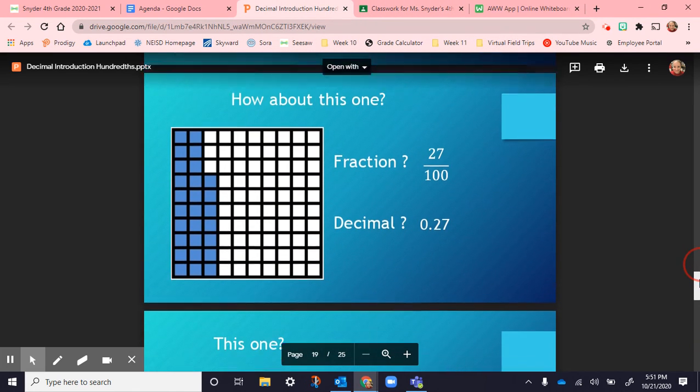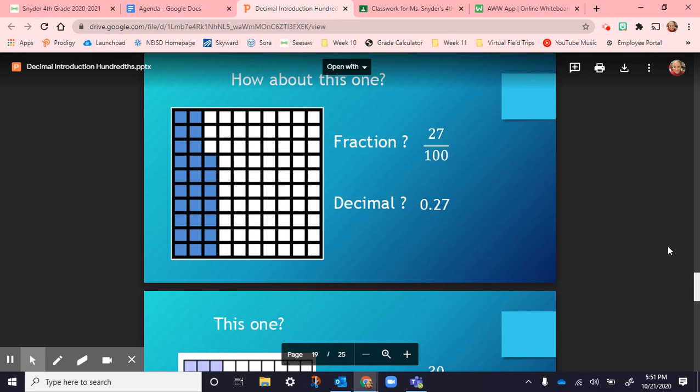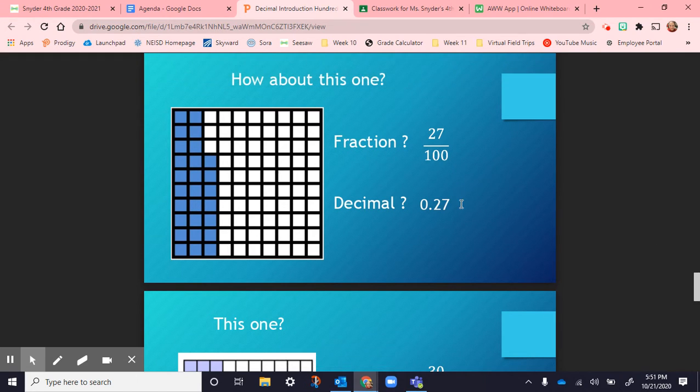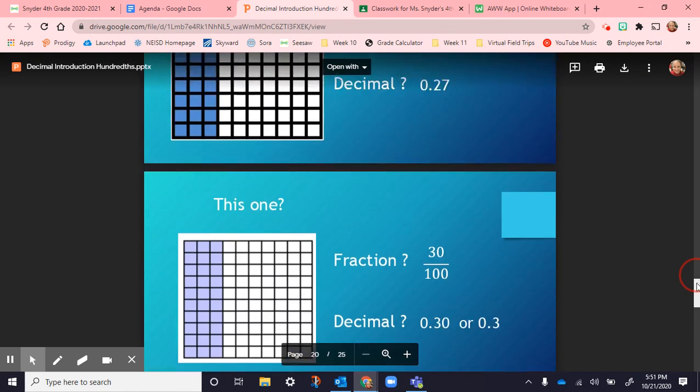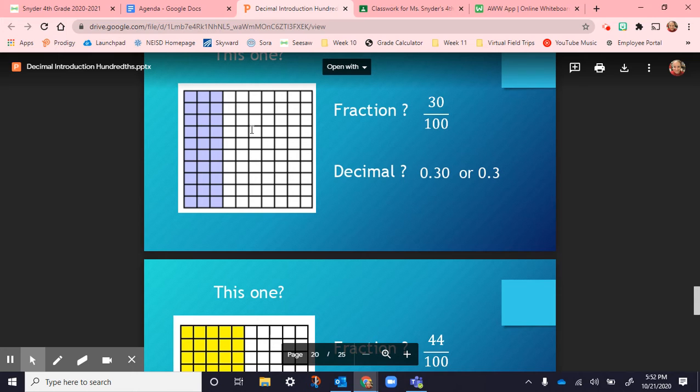Alrighty. This one, we have 27 shaded in out of 100. So that's 27 hundredths, or 27 hundredths written like that as a decimal. Here, 30. And now here, this one is a little bit different because this one, if you notice, each one of these, if we go straight down, that's a tenth. And here's another one, and here's another one.